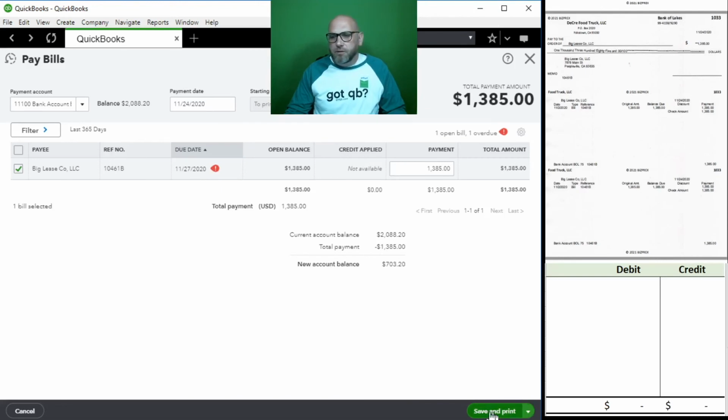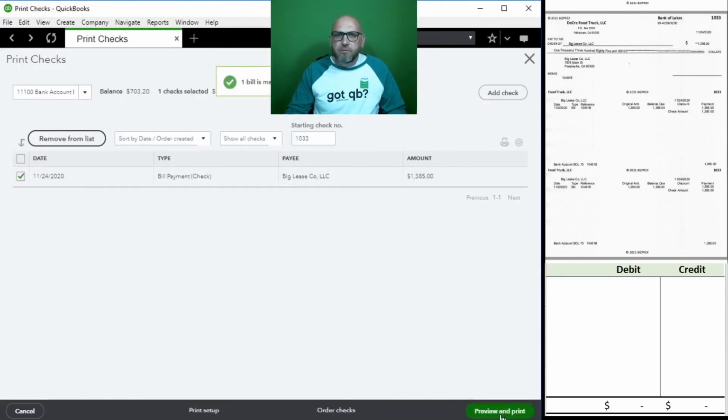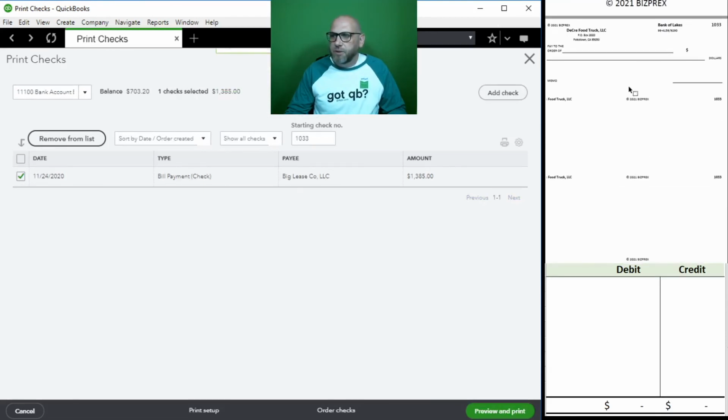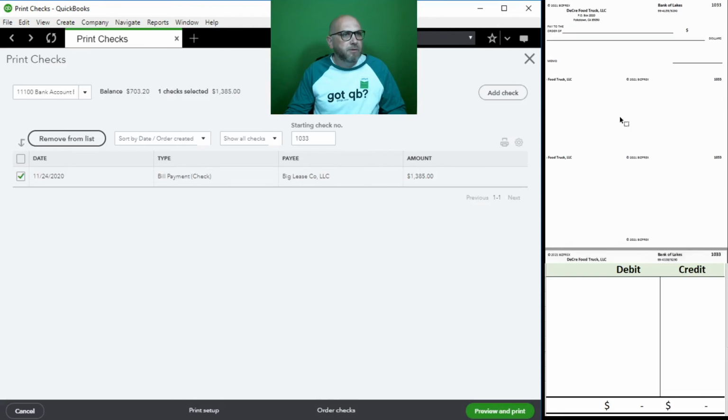Alright, we're still doing a simulation. Okay, so here it is. Now we have save and print. Again, we could print it later like I showed you earlier. We could schedule it online, but in this case, let's just save and print. Okay, so here it is. Check number. We would insert this blank, right, essentially. This blank check, number 1033. Okay, all good. Print and preview, right?